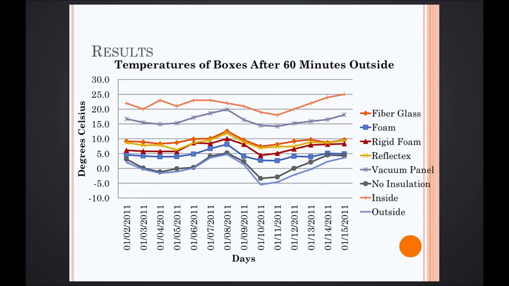This is a more concrete example of comparing these data onto graphs. As you can see again, between the inside temperature and the vacuum panel, there was not much difference on the specific days. However, between the inside temperature, the no insulation box, and the outside temperature, there was very little difference between these two.